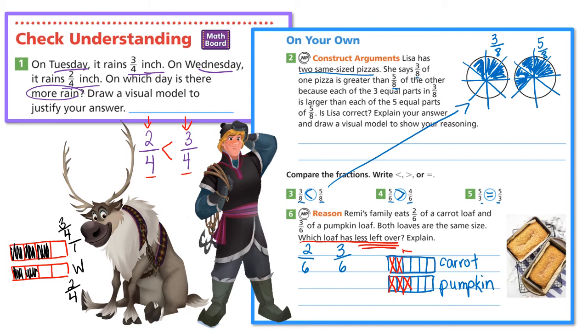So this right here is actually the fraction or the part of the loaf that is left over for each one. So for the carrot cake, I have 4/6 left over. And for the pumpkin, I have 3/6 left over. So which loaf has less left over? That's right, the pumpkin has less left over. Okay, great job, boys and girls.